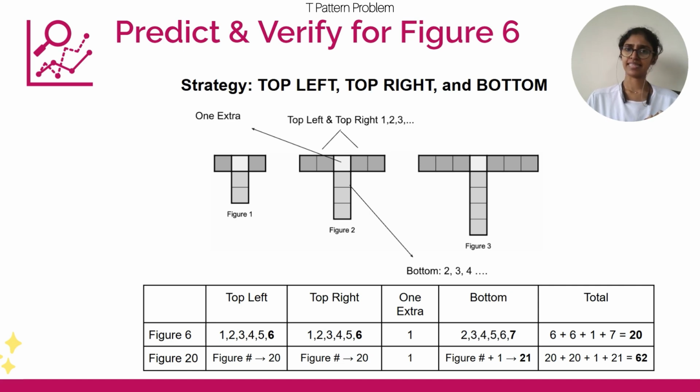Now let's look at figure 6 in that case. Based on our observation, we have understood that on top left, we will have a number of blocks equal to the figure number, which will be 6, and top right also 6. Now in the bottom part, the number of blocks will be plus 1 to the figure number, which is 6 plus 1, 7. And in the center part, you can see one extra. So when we add all of them, 6 plus 6 plus 7 plus 1, it gives us a total of 20. So this is another strategy our students might come up with.